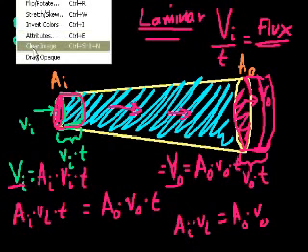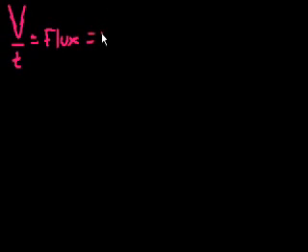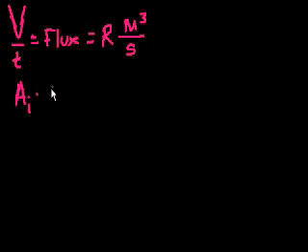Let me see if I have enough time. So we know that the volume per time, big V over t, is equal to flux. And actually, the variable people generally use for flux is R, and of course its unit is meters cubed per second. We also know that the input area times the input velocity, that's a lowercase v, is equal to the output area times the output velocity. This is called the equation of continuity, and it holds true whenever we have laminar flow.